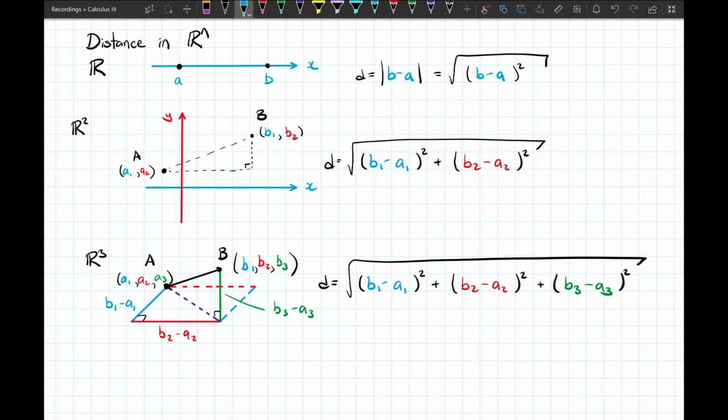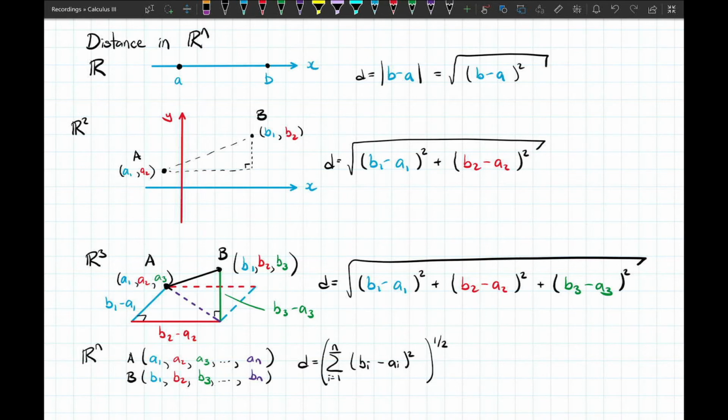So if we wanted to write the formula for the distance in Rn, we need to come up with 2 points. We could have point A be A1, A2, A3, and all the way on to An, and point B being the point B1, B2, B3, and so on until we reach Bn. And to get our distance, we're going to be summing the squares of the differences in each dimension. Using sigma notation, that could be written as bi minus ai squared from i equals 1 to n and summing those. And then we have to take that result and square root it. And it may be a little more useful to write a power of 1/2.